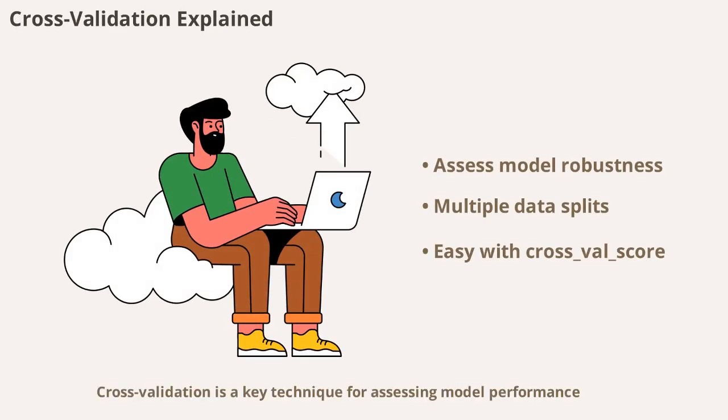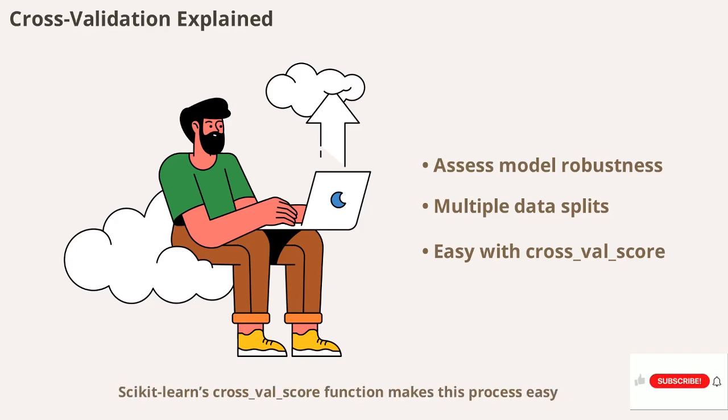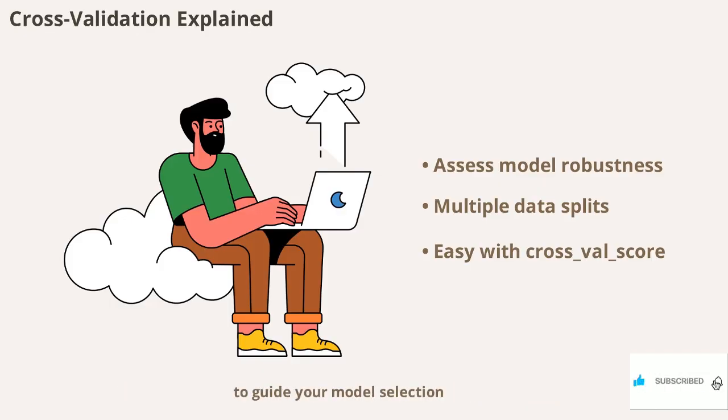Cross-validation is a key technique for assessing model performance. By splitting your data into multiple folds, you can train and test your model on different subsets, ensuring your results are robust and not dependent on a single split. Scikit-learn's cross_val_score function makes this process easy, providing average scores and variability to guide your model selection.